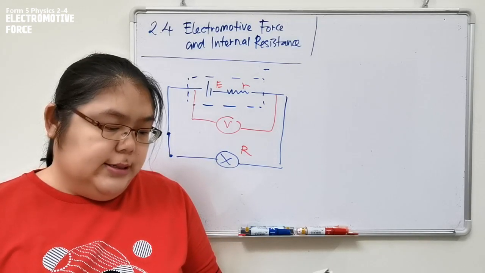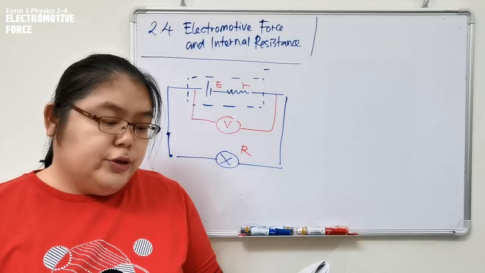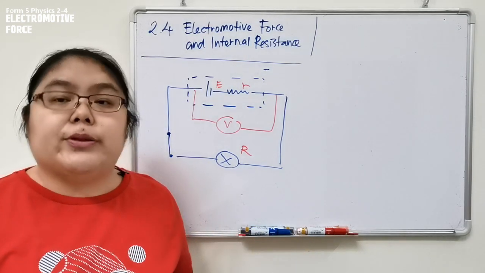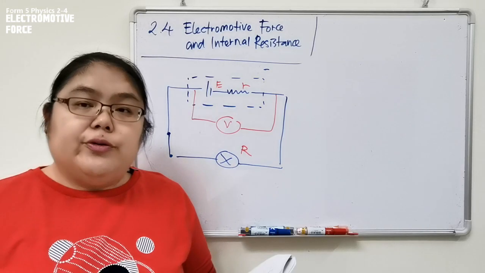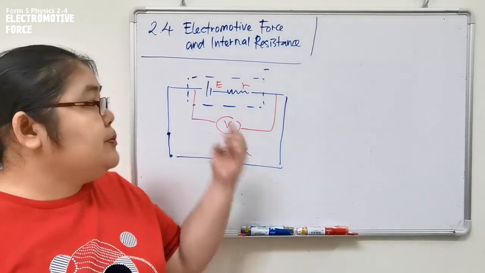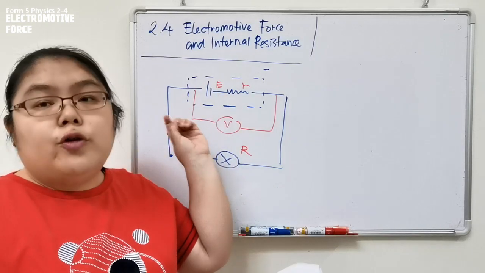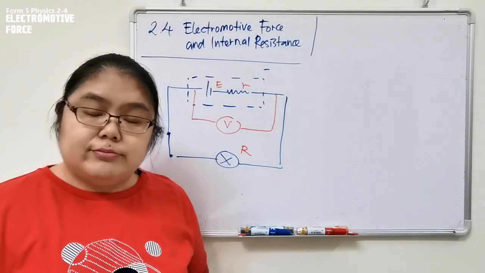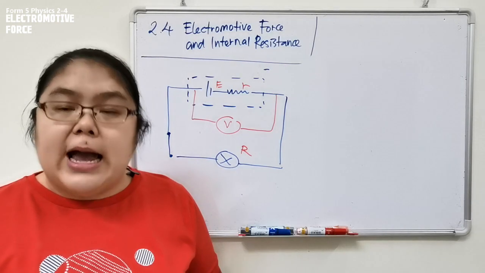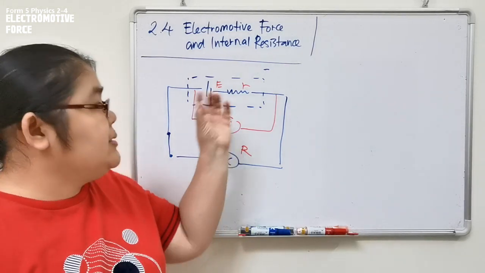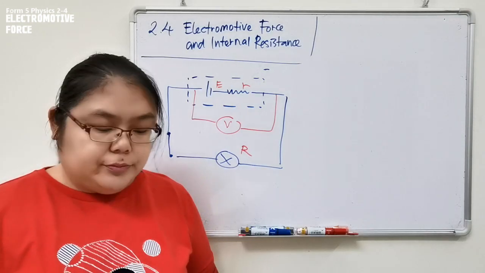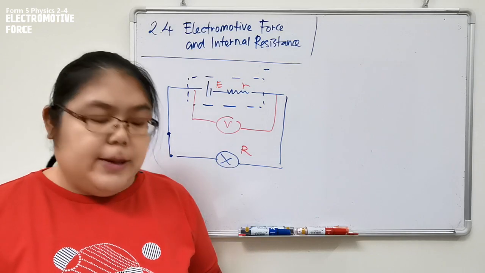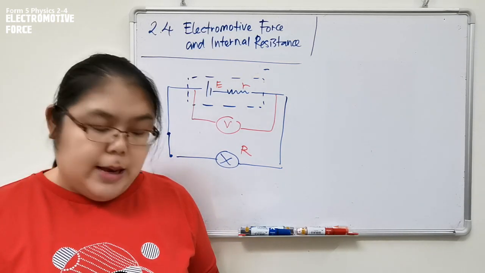So from here, the conclusion is that the EMF is always bigger than the potential difference. The reason is that the voltage is used to overcome the internal resistance, then produces heat energy. So this all happens inside the battery. Okay, now we go and see the differences between potential difference and EMF.